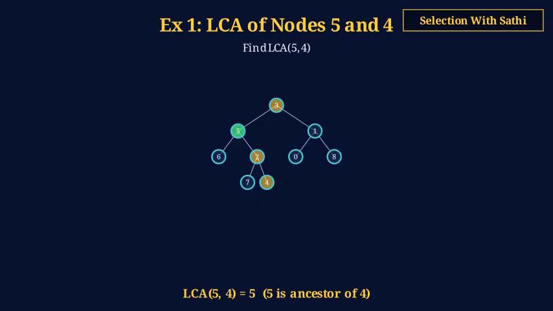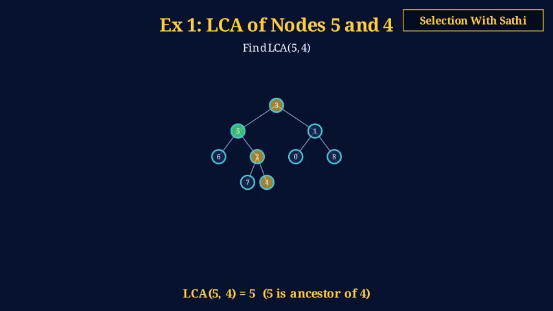Recurse left and right. Call LCA on node 2. It is neither 4 nor 5. Recurse left and right. Call LCA on node 4. Root equals P. Return 4. Call LCA on node 5. Root equals Q. Return 5.